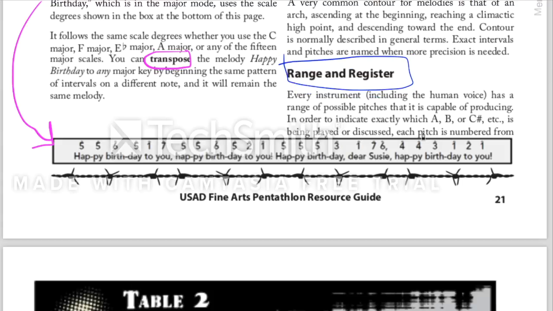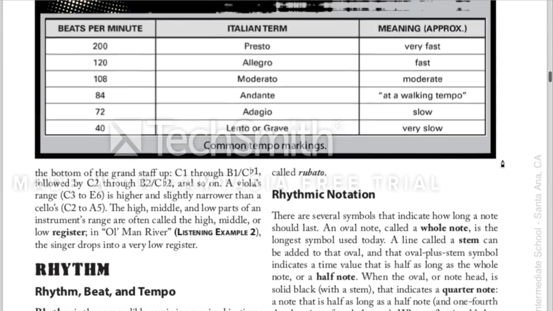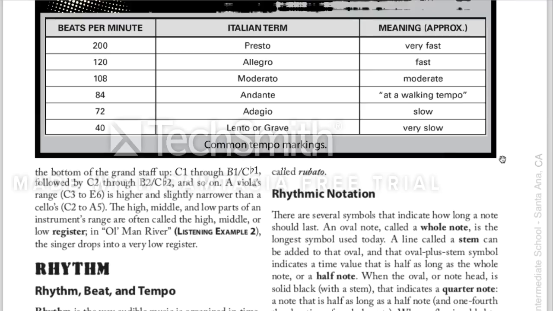Every instrument, including the human voice, has a range of possible pitches that it is capable of producing. So here we go. In order to indicate exactly which A, B, or C sharp, etc. is being played or discussed, each pitch is numbered from the bottom of the grand staff up. C1 through B1, C flat 1, followed by C2 through B2, C flat 2, and so on.